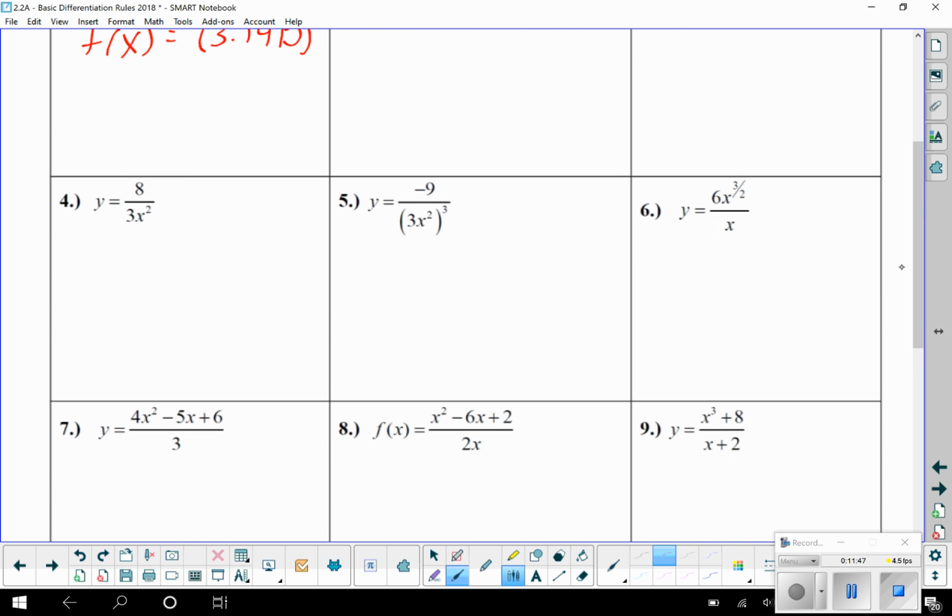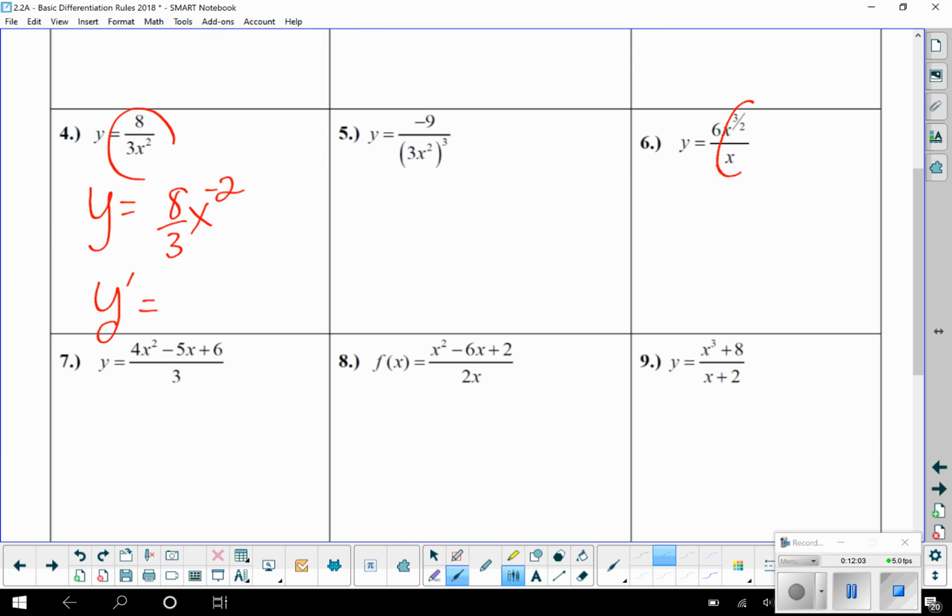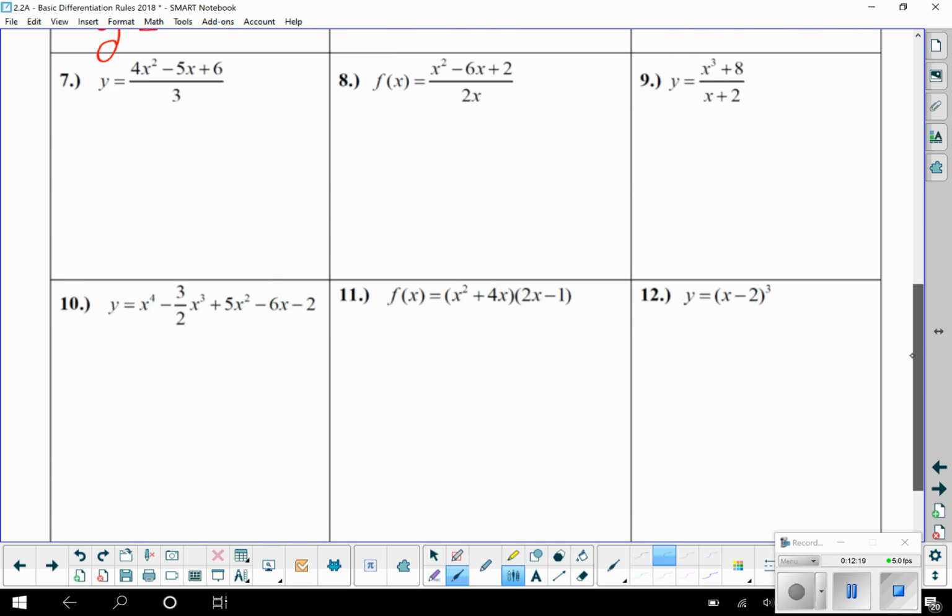A lot of these are going to have those tricks that we talked about yesterday, where you might want to rewrite this first and bring that exponent up to the top. Now go into your power rule, so y prime equals. Here I'd simplify down my x's first and get this as 6x to some power. Think about how you work with these powers. You got 3/2 over 1. Yeah, there's just lots of little tricks on this example.